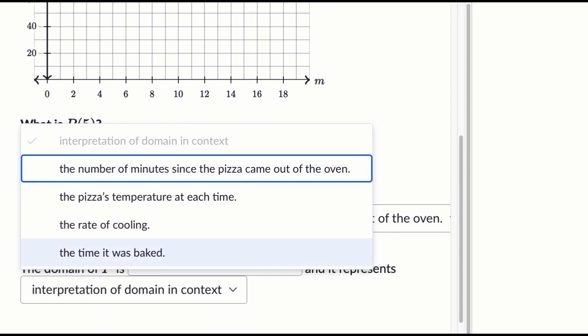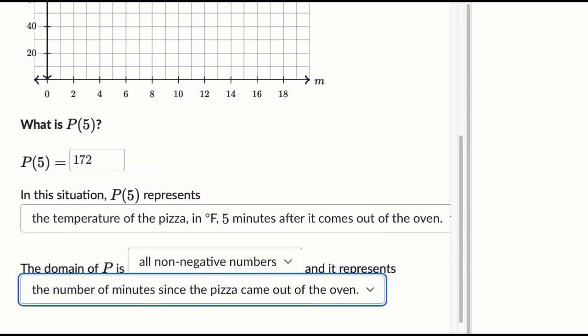It's not a rate. It's not the time that it was baked. We don't even know how long it was baked. So it's the time since the pizza came out of the oven. And we're done.